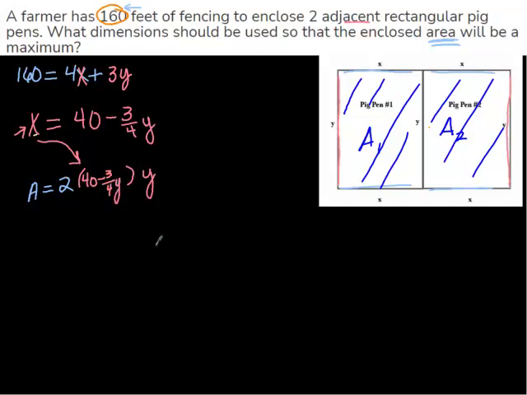Now I have to be careful to keep in mind that we have three factors here: 2, x, and y. So I'm going to clean this up, and I'm going to say that area in this case is equal to 80y minus 3 halves y squared. Look, somebody's going to mess this up, and then you take the derivative, and you get this number back out, and you're like, that can't be true.